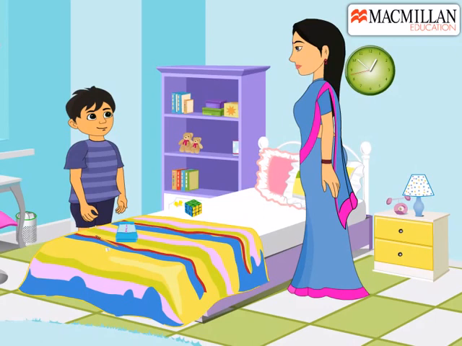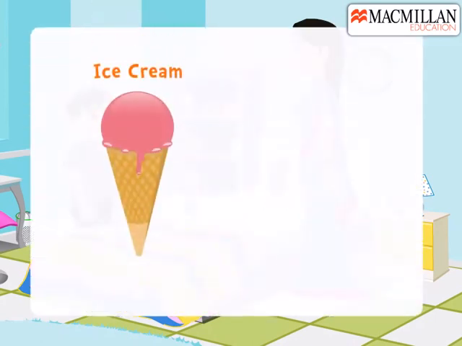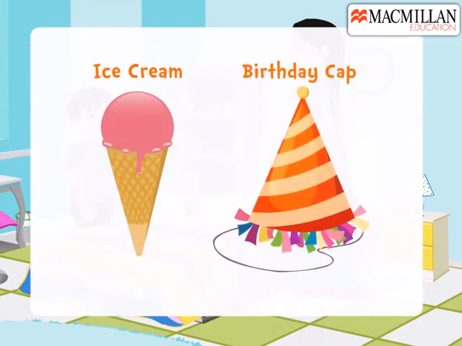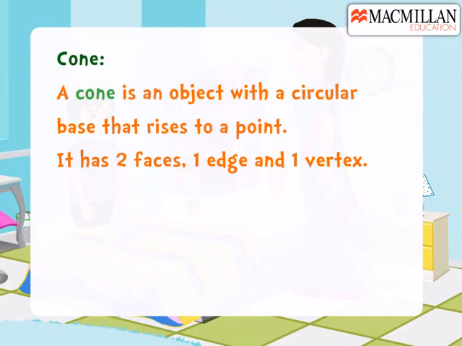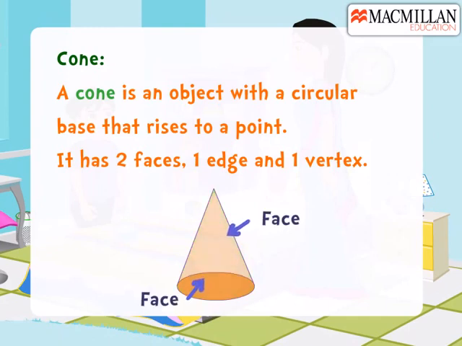Before you ask, let me tell you about one more shape, a cone. An ice cream cone or the shape of a birthday cap will help you to understand this shape. A cone is an object with a circular base that rises to a point. It has 2 faces, 1 edge, and 1 vertex.